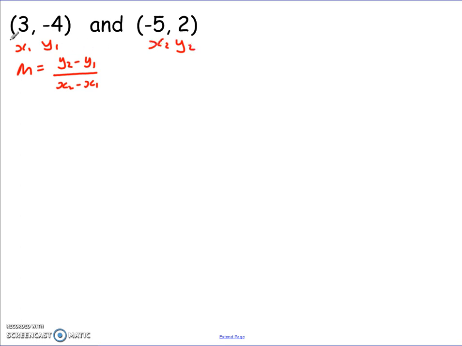As we said before, it doesn't matter which way around we label them as x1, y1, x2, y2, as long as we don't mix those parts up. So if I labelled this as x1, y2, and this is x2, y1, that would cause an issue. But not labelling them this way.